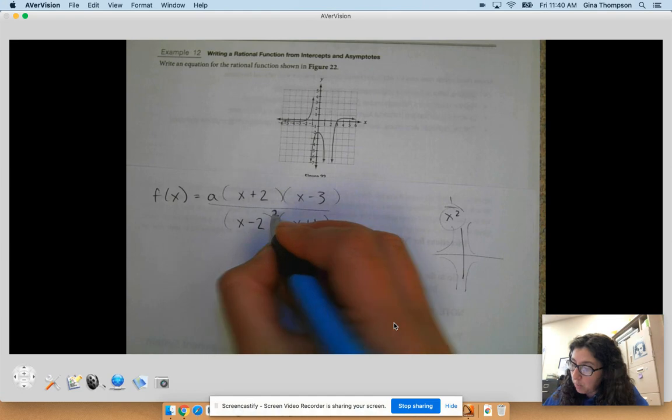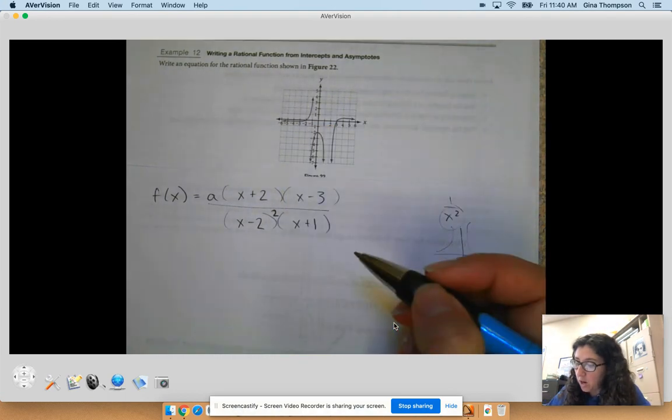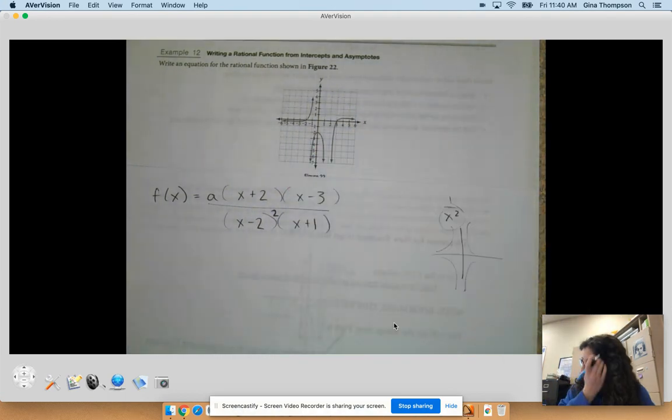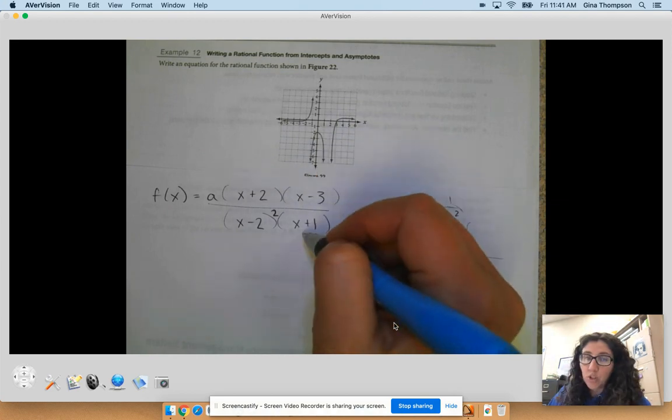So x minus 2 squared, because they both go down by that asymptote, is going to have degree 2, and because one goes up and one goes down around x plus 1, this vertical asymptote just has degree 1.